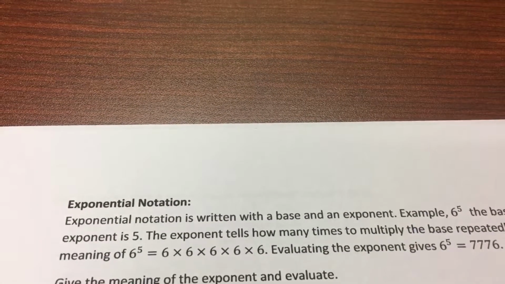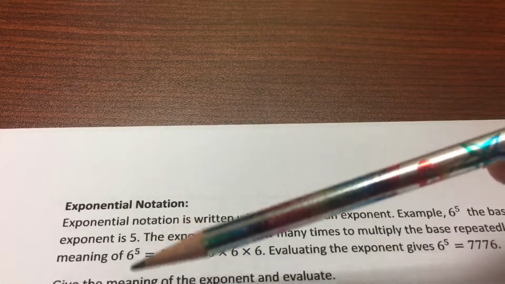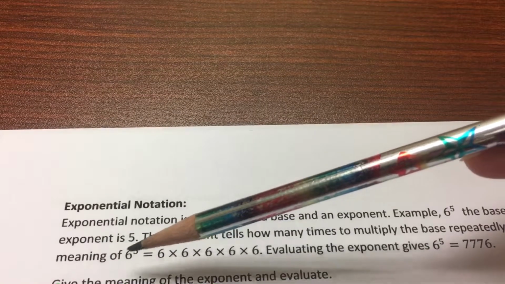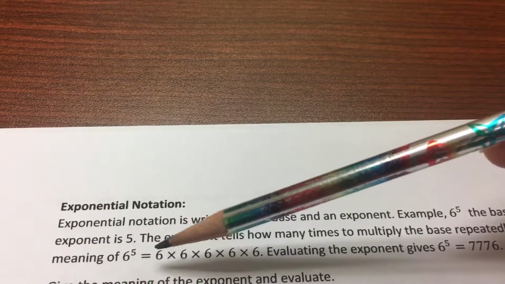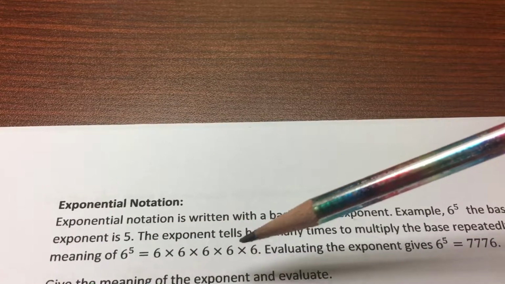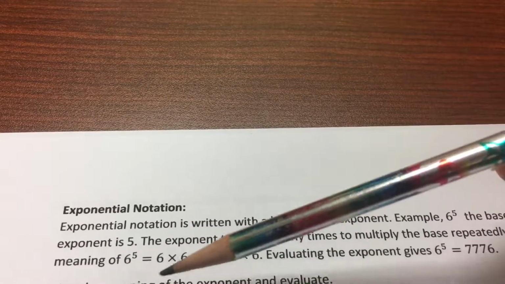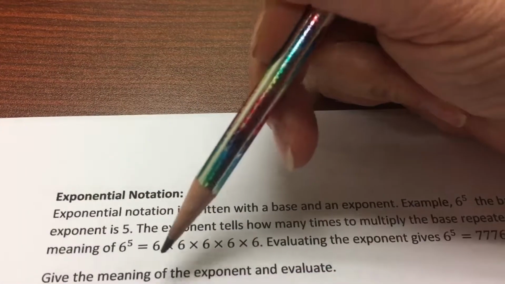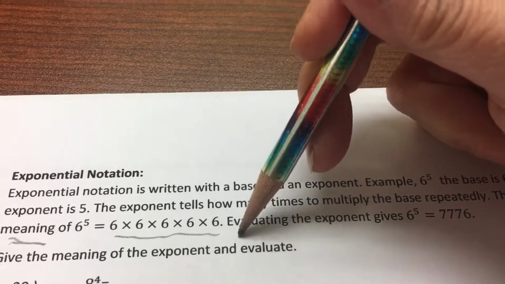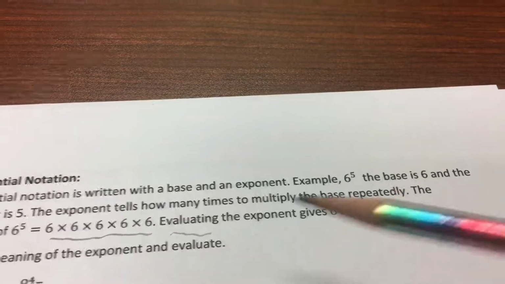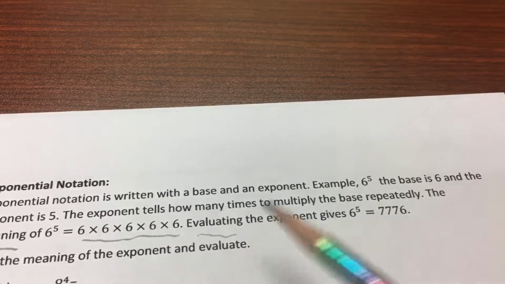When they ask you to tell the meaning, what this actually means is write out 5 of the base. So notice I have 5 6s, so I have 1, 2, 3, 4, 5. And you multiply them. That's the meaning right there. When it says tell the meaning, okay? If they ask you to evaluate, they want the answer. So that means you've got to do 6 times 6 times 6, 5 of them.